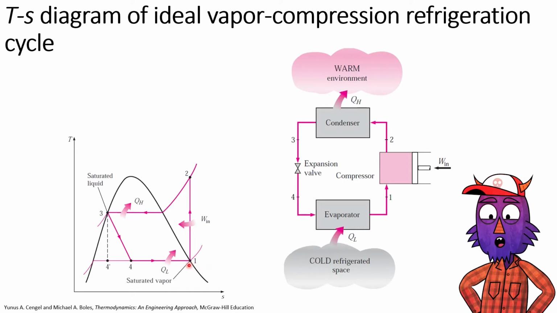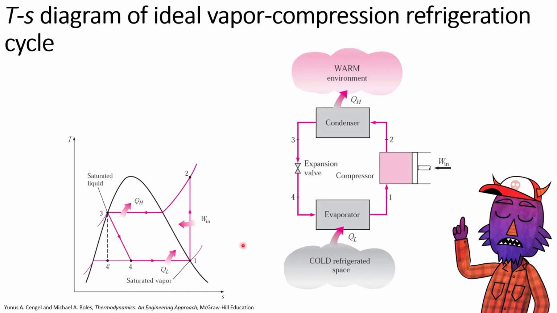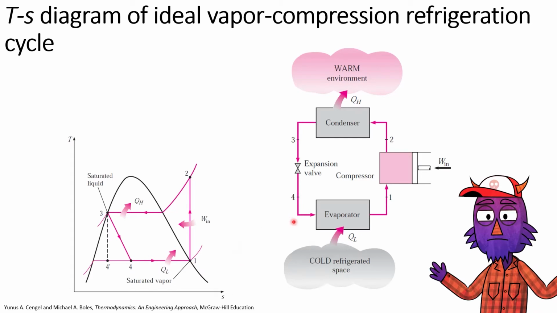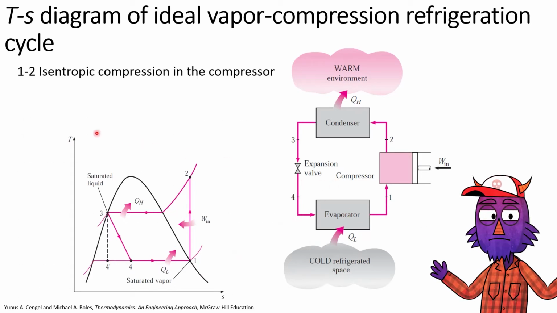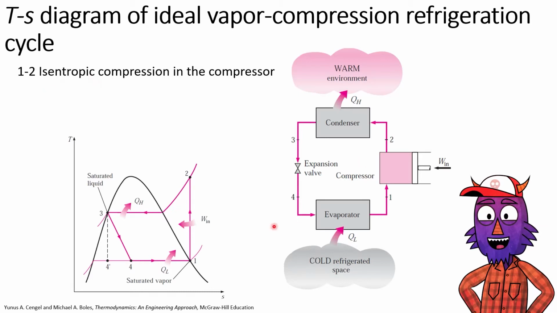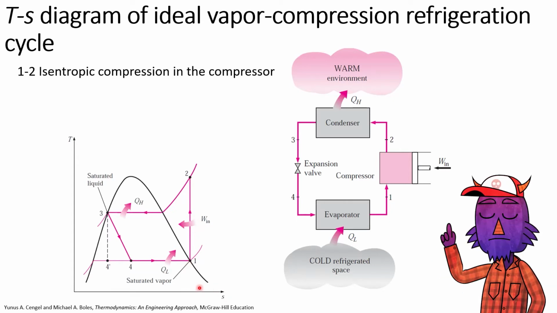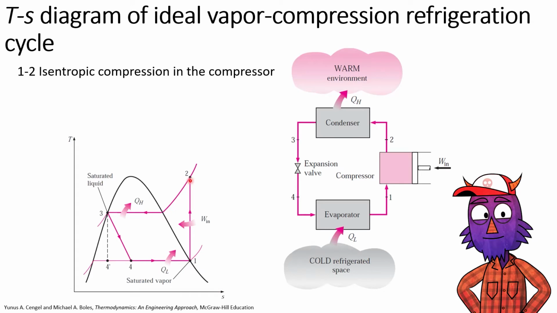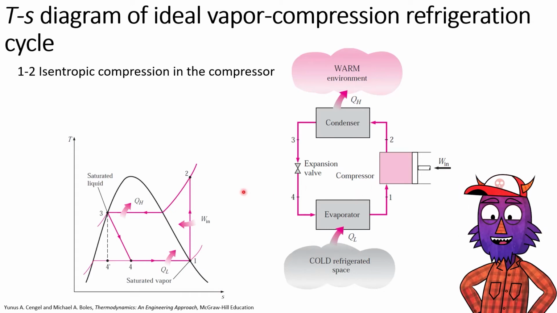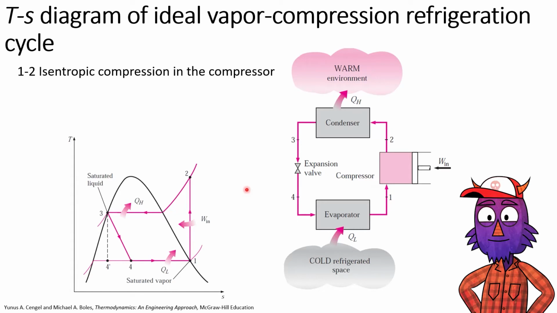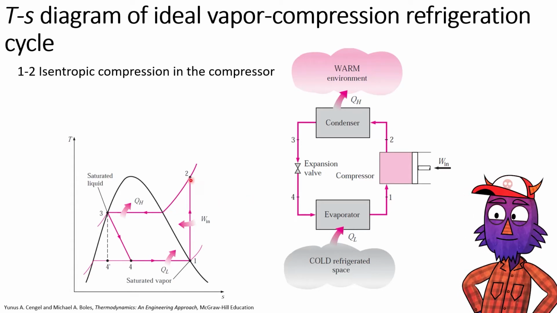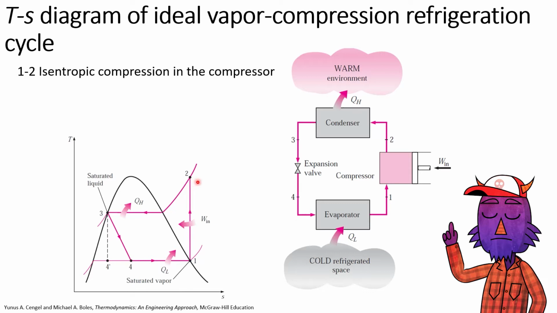Then we try to identify state 1. At state 1, the refrigerant is in saturated vapor state, and it goes through the compressor, and the process that happens in the compressor is an isentropic compression. Isentropic, the entropy remains the same. That is why from state 1 to state 2 we can see a vertical line. A vertical line means there's no change in the entropy. When it comes to state 2, after the compression, the pressure will increase, the temperature will increase, and the refrigerant will come to superheated vapor state.